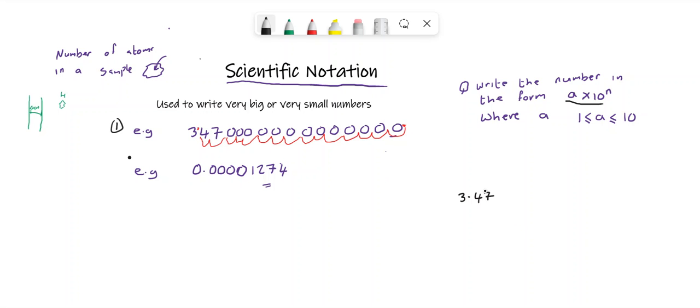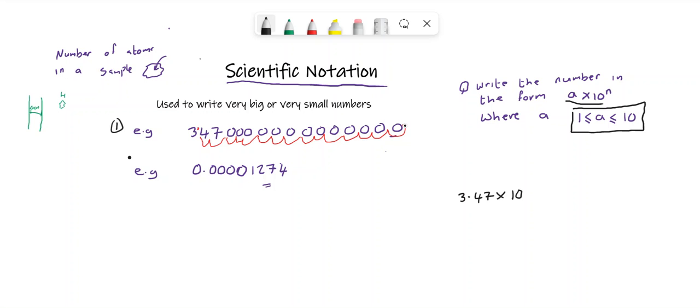Okay, so that's a number that's between... So it's following this rule here. It's a number between 1 and 10, so 3.47, and then it's in this form, multiplied by 10 to the power n. This n is going to be the number of jumps that you've had to make in order to get it to this place here.